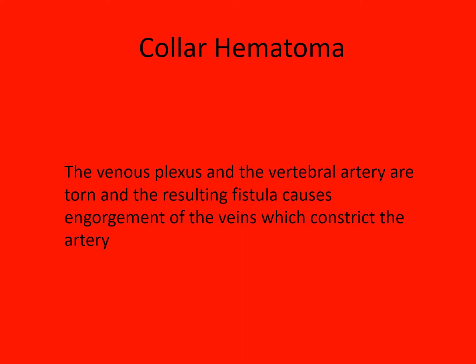There is no vertebral vein in the transverse portion of the system. Rather, the vein breaks down into a plexus that surrounds the artery. This means that if the vein and the artery are torn, they can form a fistula. In this case, the arterial blood may be pumped into the venous plexus, which becomes engorged and can in turn choke the artery.